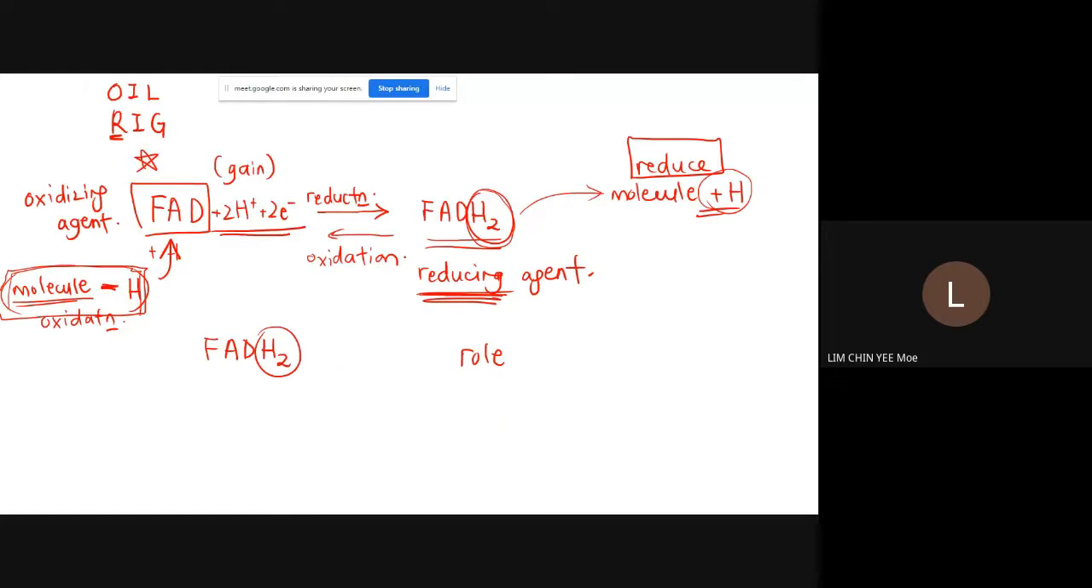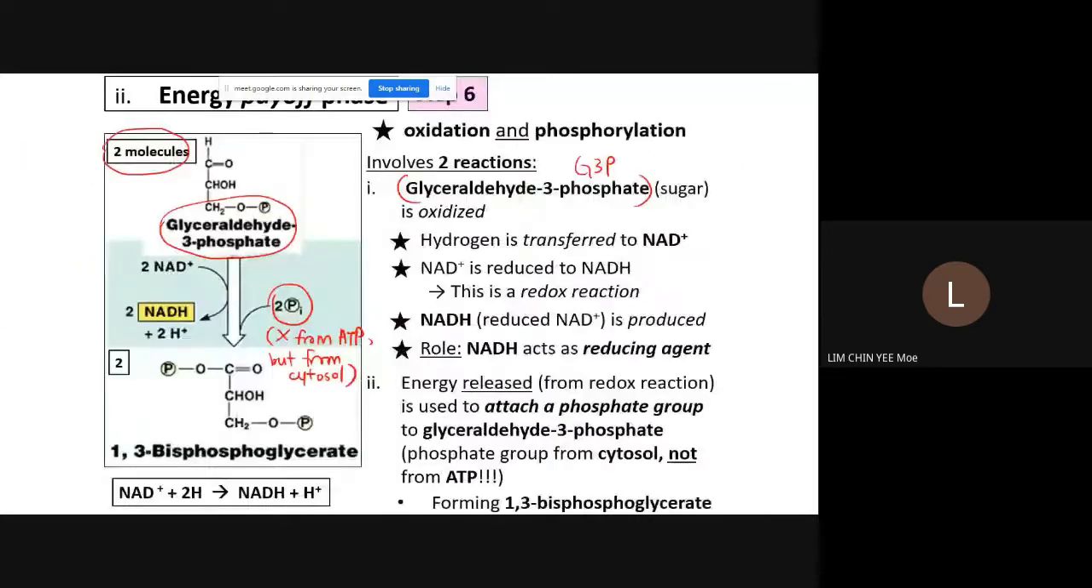And now, come back to step 6 yang Miss ajar tadi. Kenapa I letak star semua ni? Sebab dia pernah keluar dalam exam. Semua ini dia suruh you explain this step. Glyceraldehyde 3-phosphate dia dah oxidize. Okay? Oxidize maksudnya dia lose ke dia gain hydrogen.